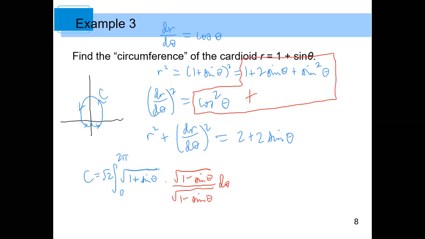Well, let's write it out. So I'm going to have the square root of 2 times the integral from 0 to 2 pi. What am I going to have under the square root?